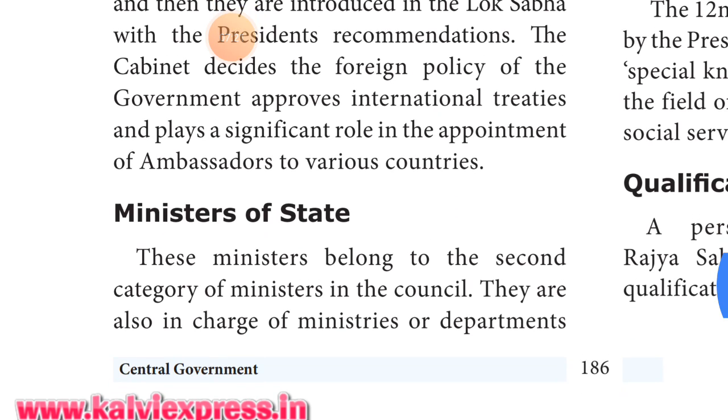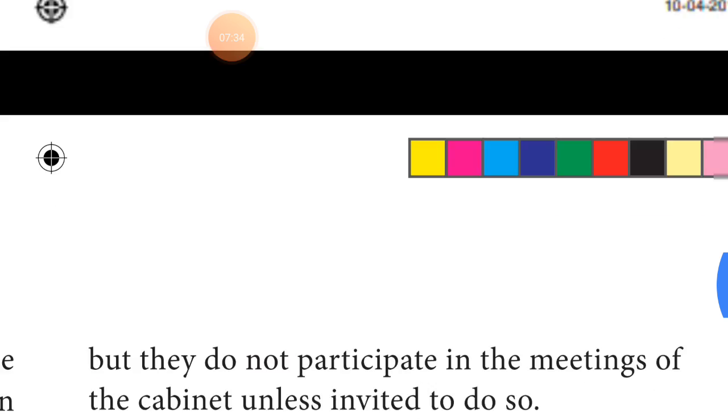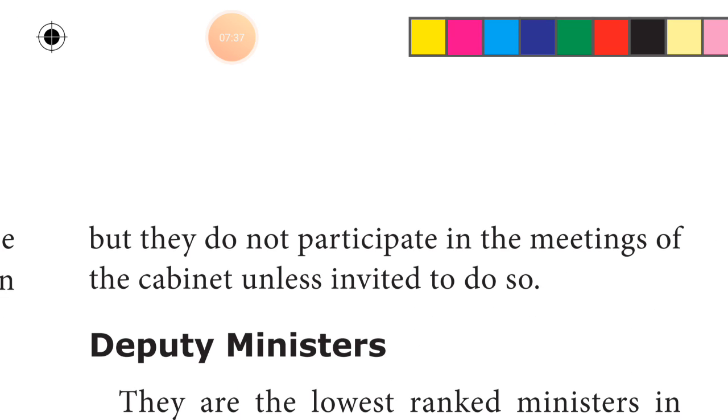Next one, Minister of State. This is the second category of ministers. They are also in charge of ministries and departments, but they do not participate in the meetings of the Cabinet unless invited to do so. What is the meaning of this? The Minister of State is the second category of minister. They have a separate department and separate functions. But without an invitation from the Cabinet, they do not attend or participate in the cabinet meeting. Cabinet is the first category, the Minister of State is second.